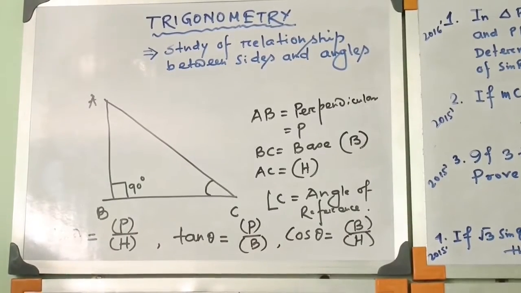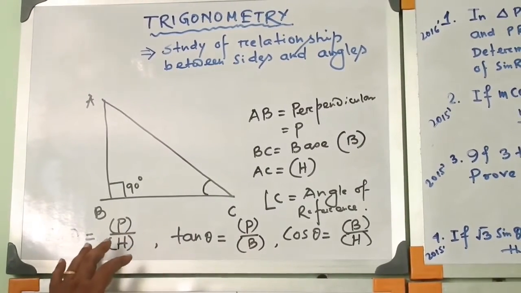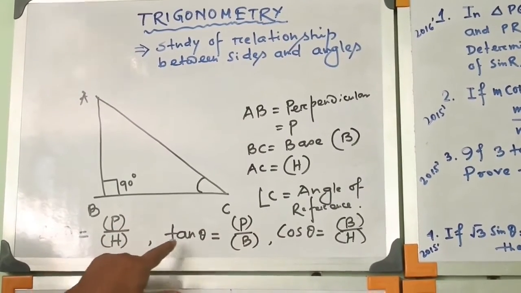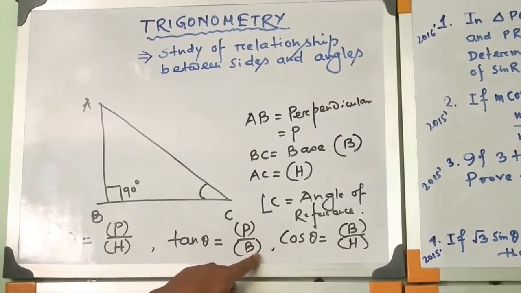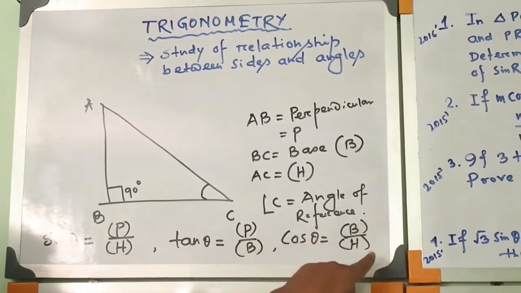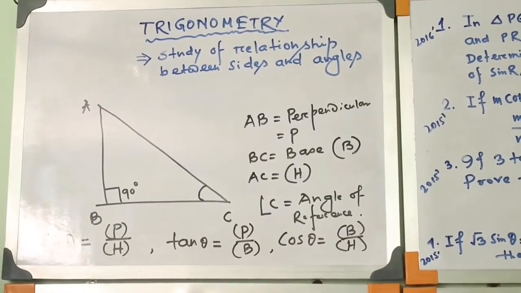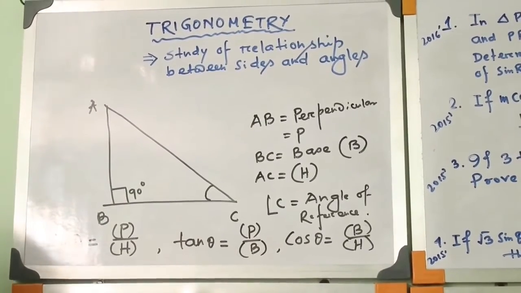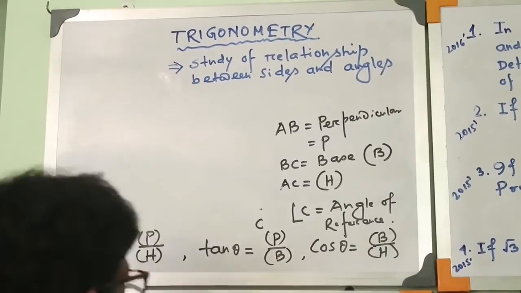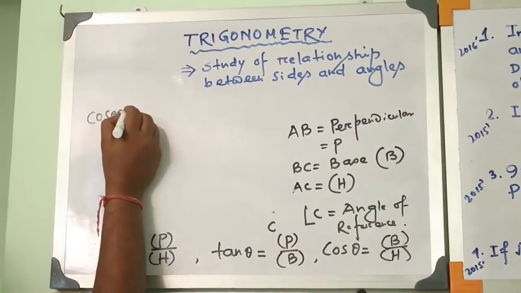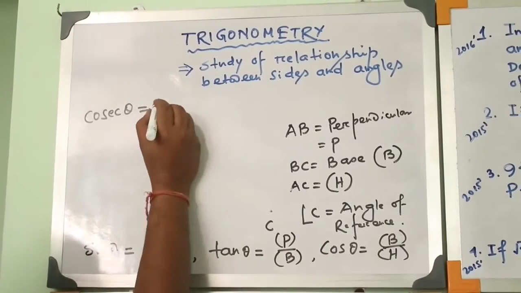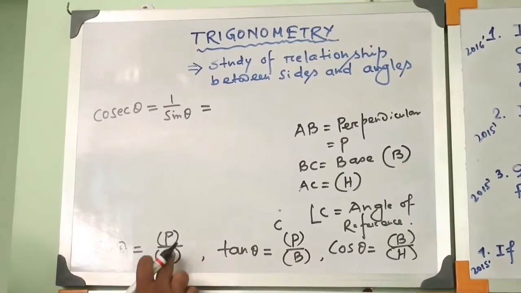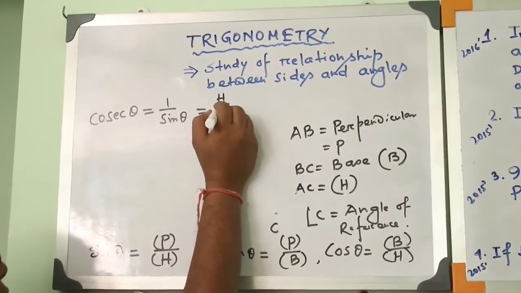If you remember three ratios, you can derive other ratios also. For sin theta, this is perpendicular by hypotenuse. For tan theta, this is perpendicular by base, and for cos theta, base by hypotenuse. So if you want to know the value of cosec theta, cosec theta is equal to 1 by sin theta. So sin theta is equal to P by H, so you can write H by P.